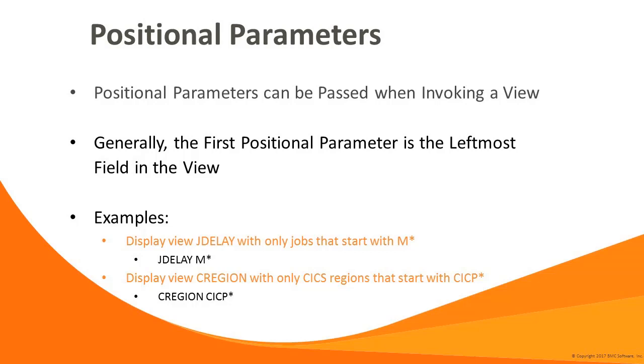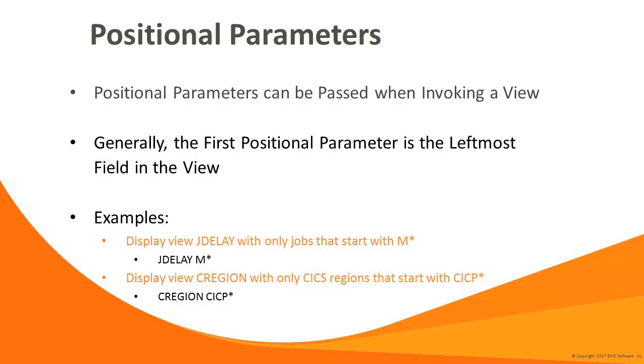Usually the first field in the view is the first positional parameter, but that's not always the case. To determine what the positional parameters for a view are, go into View Customization using the CUST command and select option P. This will show a list of the positional parameters with their element names or variable names, as well as the column for that value. You can also add positional parameters by assigning them in the Filter L option for a column.